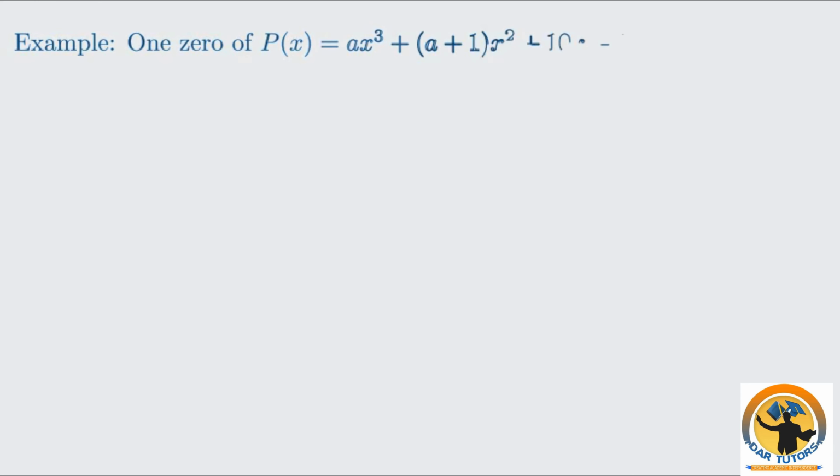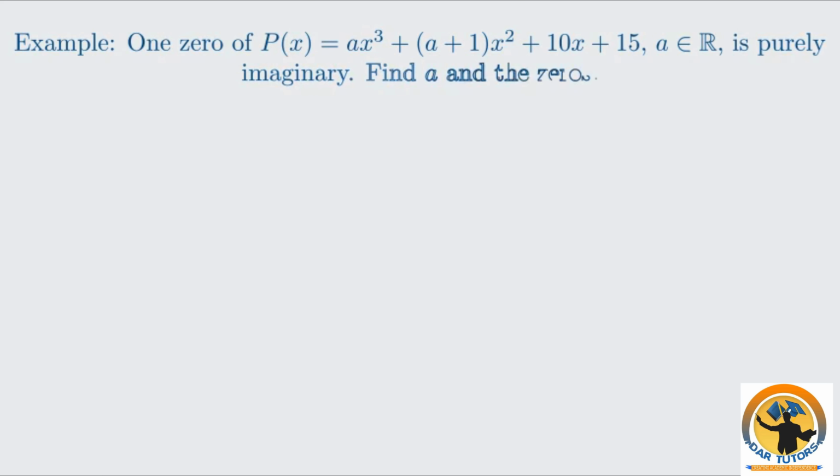Let's work through another example involving complex zeros, this time with a purely imaginary zero. We are given the polynomial p(x) = ax^3 + (a + 1)x^2 + 10x + 15, where a is a real number. We are told that one zero is purely imaginary. We need to find a and all the zeros.